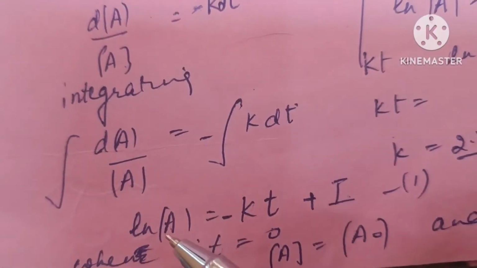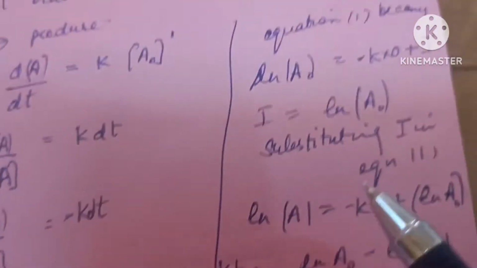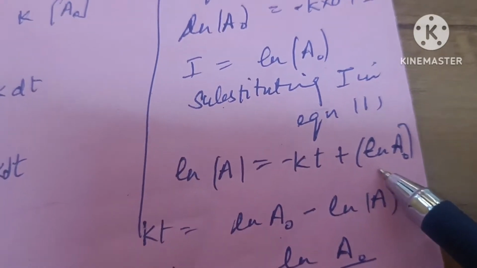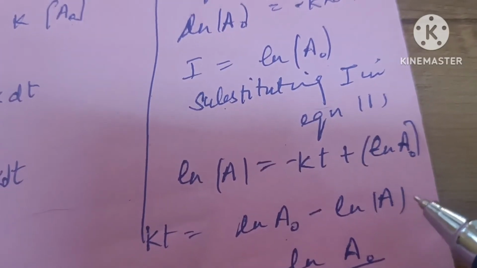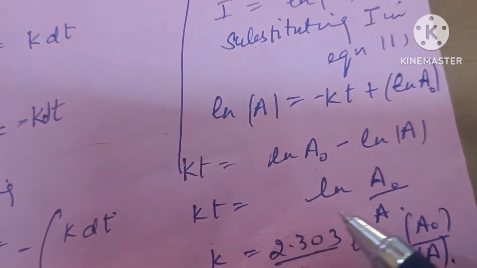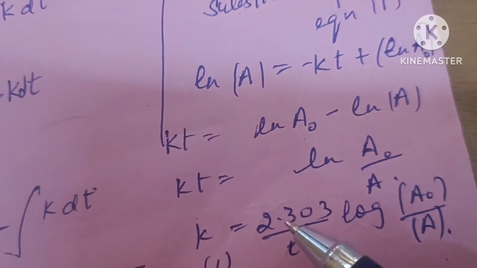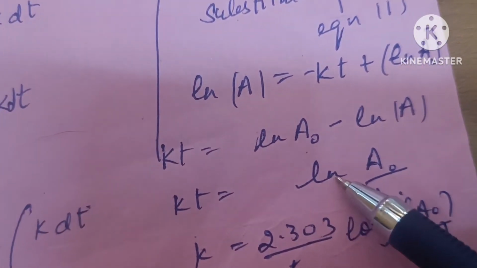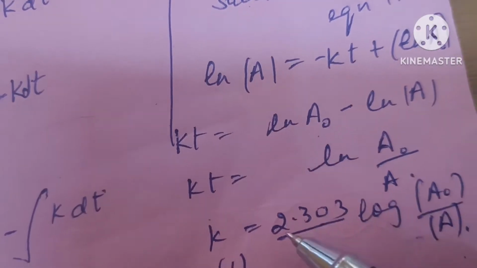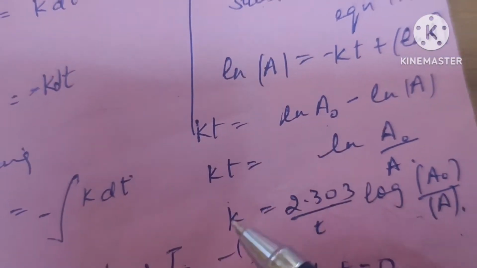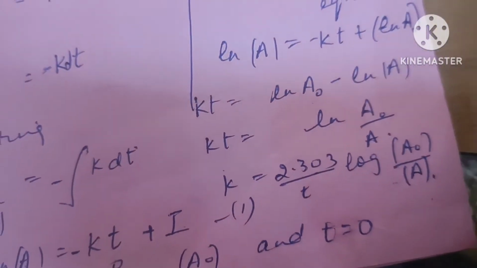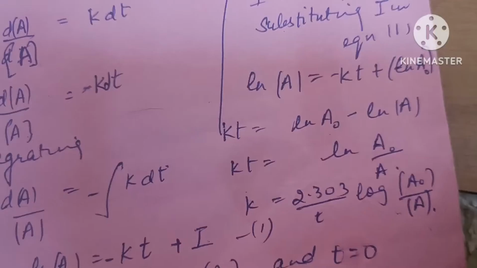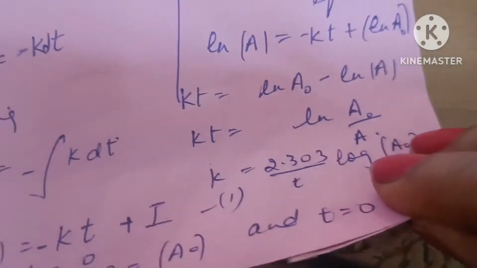Substituting the value of I in this equation we get ln A is equal to minus Kt plus ln A naught. Taking ln A naught to the other side, ln A naught minus ln A is equal to Kt. Kt is equal to ln A naught upon A. K is equal to... natural log converted to base 10 is multiplied by 2.303. K is equal to 2.303 upon t log of A naught upon A. This is the integrated rate equation for first order reaction.